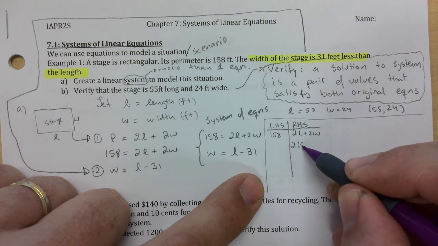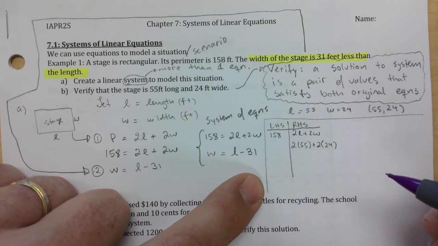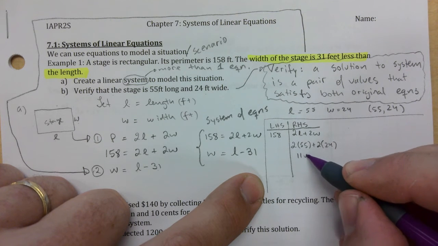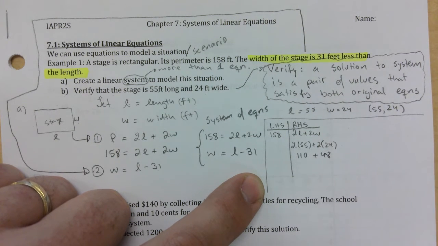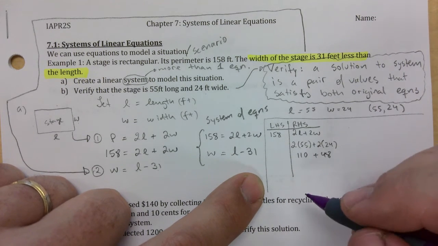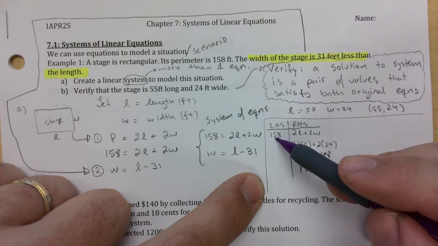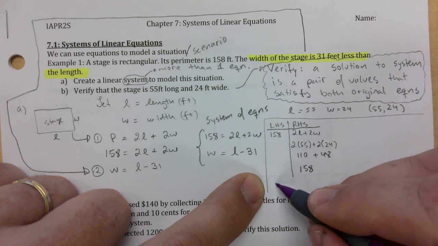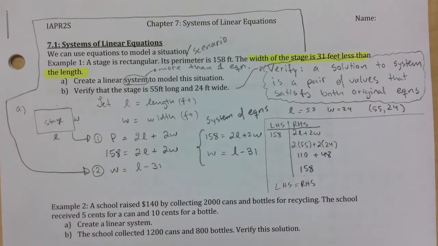So 2 times 55 plus 2 times 24. And that gives you 110 plus 48, and that adds up to 158. So you've done some work on this side, and now you know that left-hand side is equal to right-hand side. That's what you're checking for. And so it definitely is a solution to the first equation.